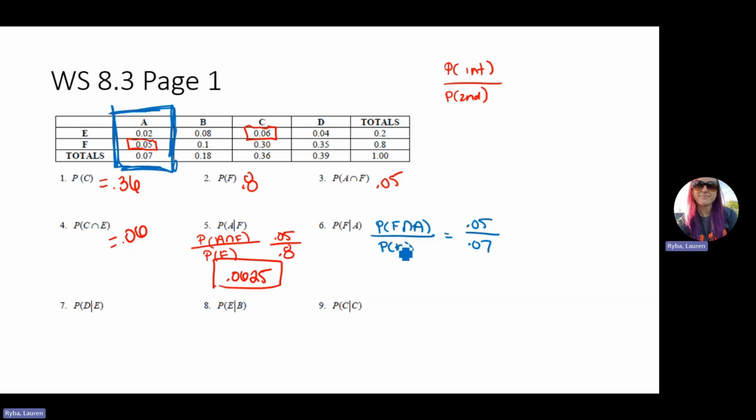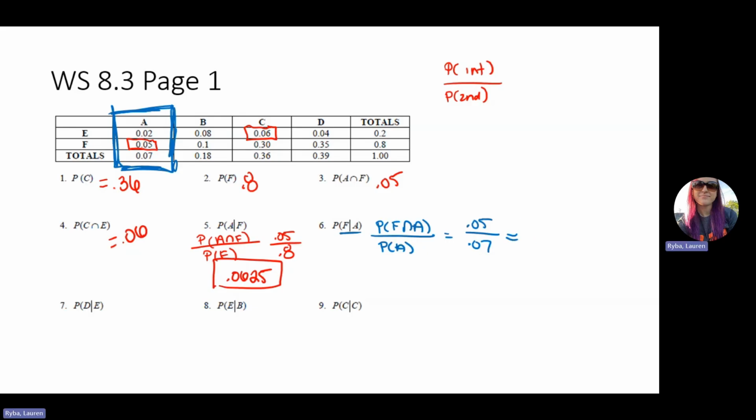That's exactly what I have here. F intersects A is 0.05. Probability of A is 0.07. So these are just saying, instead of looking at the whole, I want to look at a specific column or a specific row, and I want to find the probability of getting a letter within that column or row.